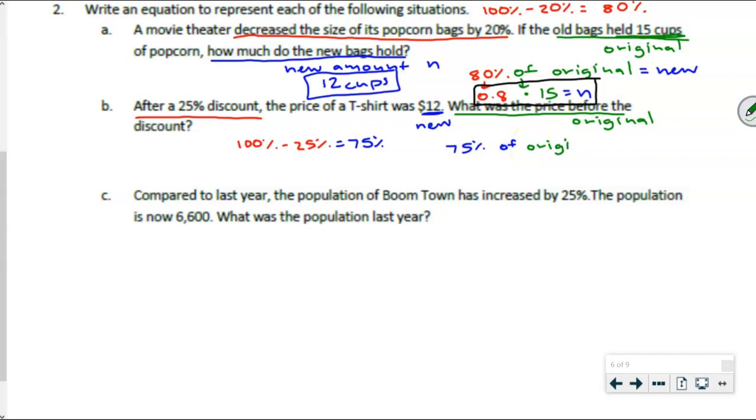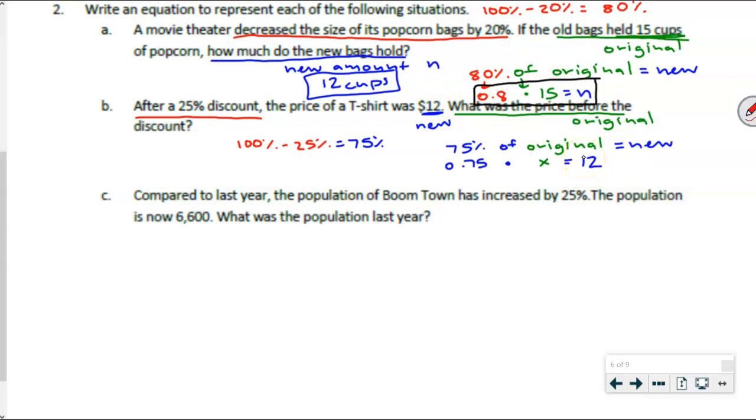When I do 75% of the original, that is going to be how I find the new amount. And so we can just translate and write that equation. 75% is 0.75. Of means we're multiplying the original amount. That's the thing that I don't know, so we're going to use a variable. I like x. And when I do 0.75 times the original amount, whatever that original amount is, it is going to give me the new amount of 12.